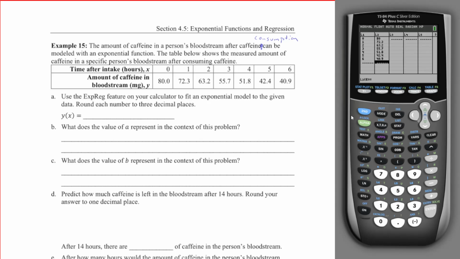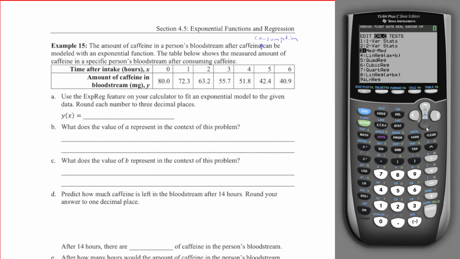And let's take a look at a scatter plot quick. So I'm going to say second stat plot, turn on my first scatter plot. The other settings are where I want them. So I'm going to say zoom stat. And I see, that curve looks a little bit bumpy. That doesn't look quite like the smooth exponential curves we've been looking at. But the calculator will give us whatever equation we ask it for. So let's see what happens when we ask the calculator to give us an exponential function.